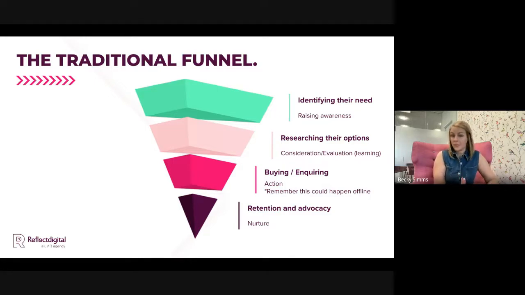And we have to remember that sometimes that doesn't happen online. It might happen offline, as well as some of the other steps might be happening offline. There are conversations with friends that are happening, and other types of research that's happening. And then we get onto the fact that we want to retain and make them advocates for our brand. So it's all about nurturing.